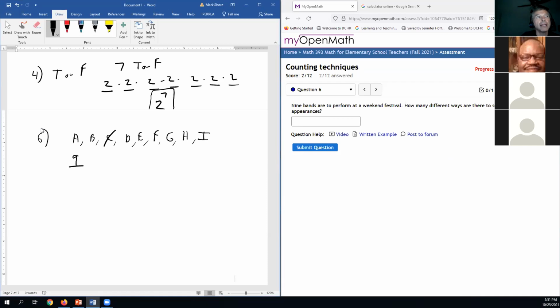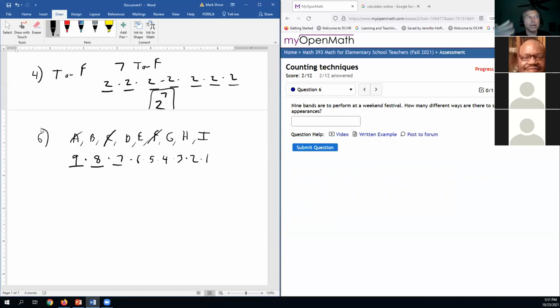Once we choose that, then we have 8 remaining bands to choose to go on second. Then once we choose that band, we're down to 7, and you get the idea. And once we choose that one, and so on. So it's going to be 9, and the right thing to do is multiply in between here. So it's going to be 9 times 8 times 7 times 6 times 5 times 4 times 3 times 2 times 1.